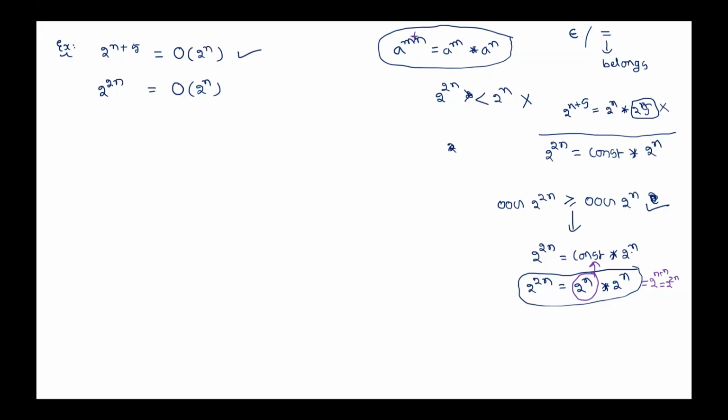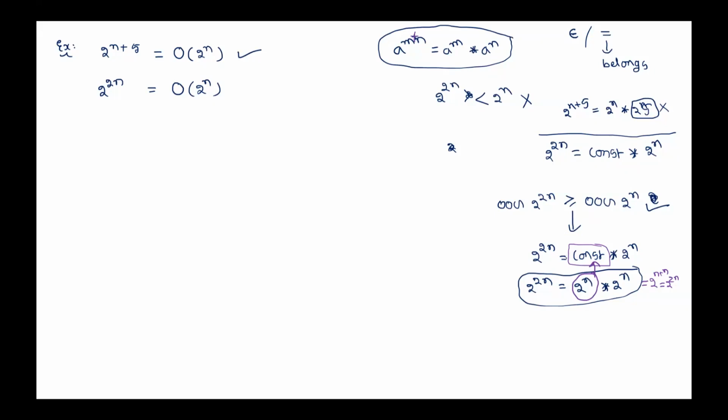growth or not. When do we say that both have the same order of growth? If 2 power 2n can be written as some constant into 2 power n, then we say that both have the same order of growth. But is it possible to replace 2 power n with some constant so that the value is the same as 2 power 2n? No, it is not possible.